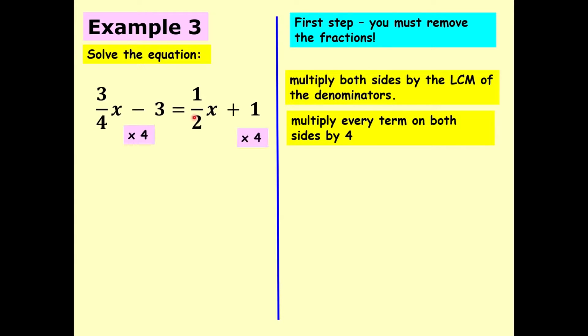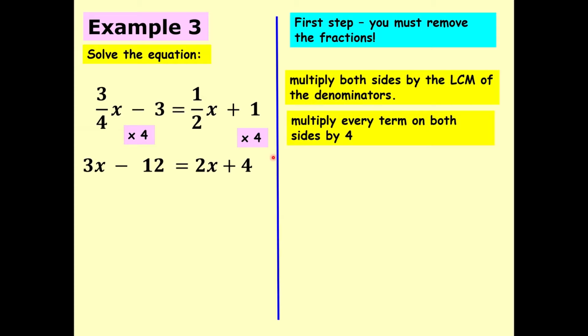So once we do that, 3 over 4x times 4 will just leave us with 3x. Then minus 3 times 4 will give us minus 12. A half x times 4 will give us 2x. Just think of it as 1 times 4 gives us 4, and then divide it by 2 to give us 2x plus 4. And once we've done that, we're just going to apply our previous skills of solving equations.